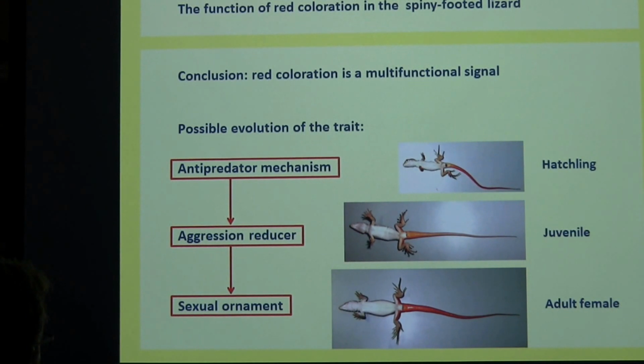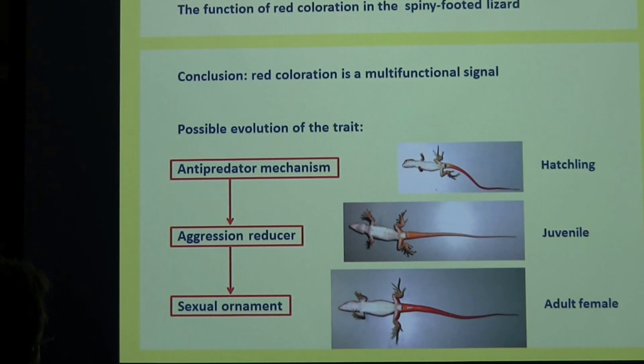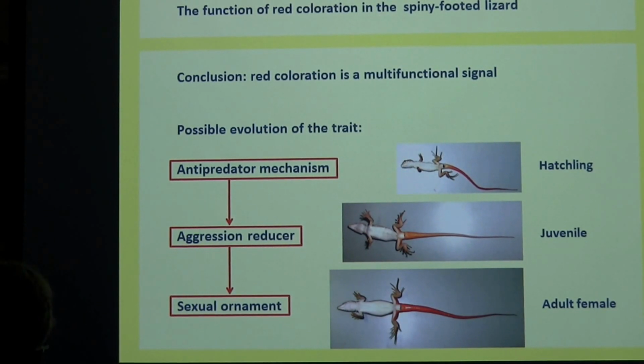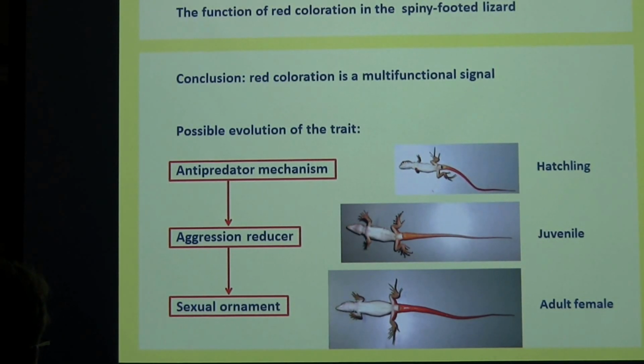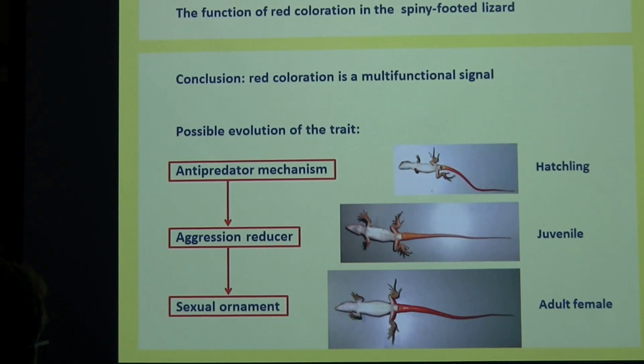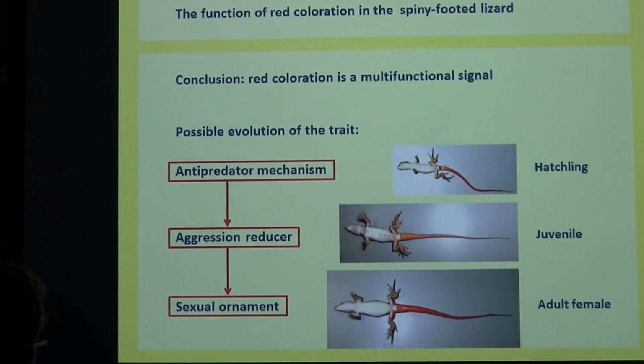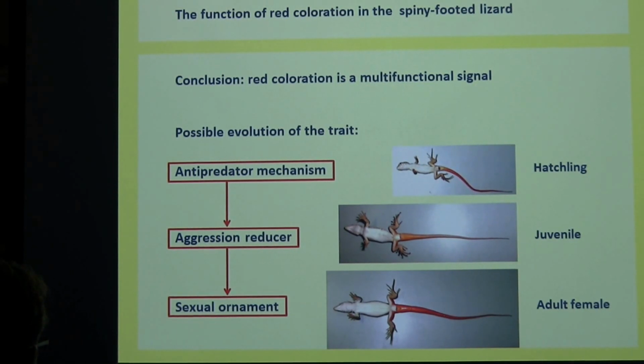Then this color might have been associated by adults with sexual immaturity or subordination, then reducing adult aggression against juveniles retaining this color. And finally, retention of the red color by adult females as a sexual ornament might be related to the lower costs of reusing a signal instead of producing a new one.